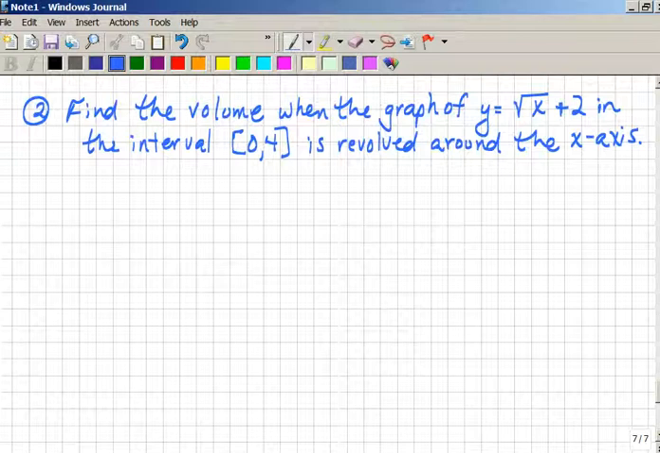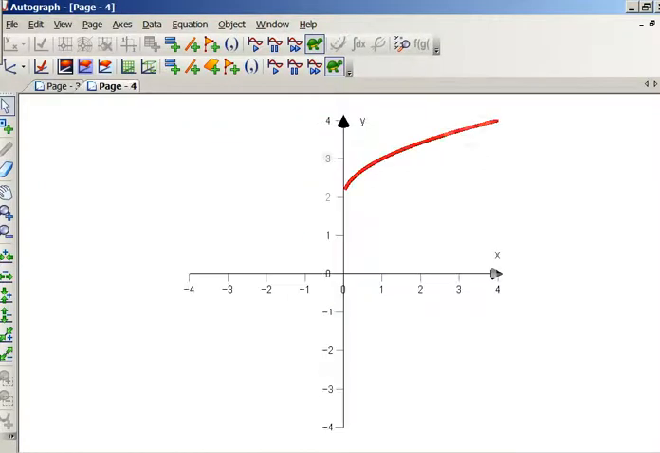Okay, now I'm going to use the graphing program just to help you visualize the situation. You really don't need to do this. You could do this by hand and draw a little sketch and see what it looks like. But let's go to the graphing screen, since I've already got this set up. Now the red is the graph of y equals the square root of x plus 2. And what we're going to do is first we have to find the region. The region is under that curve from 0 to 4. So let me put that in.